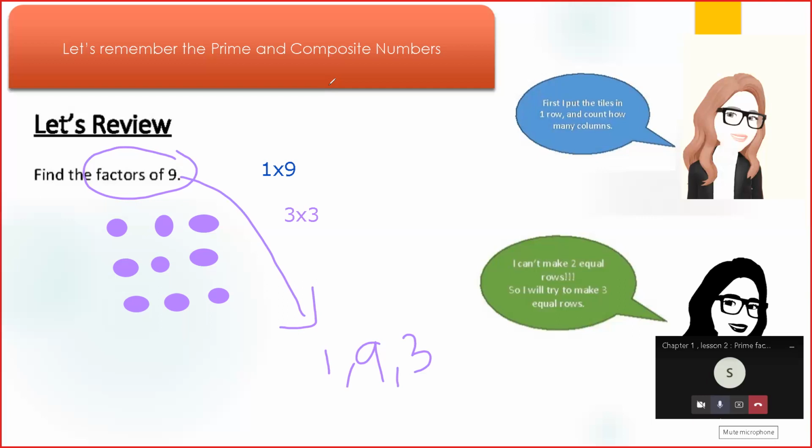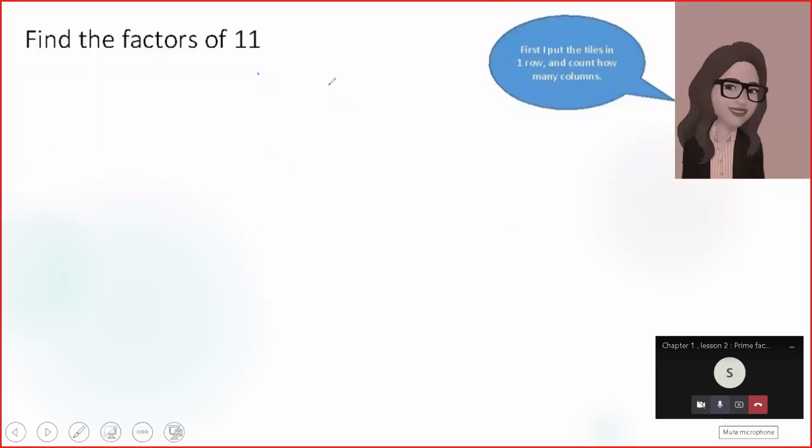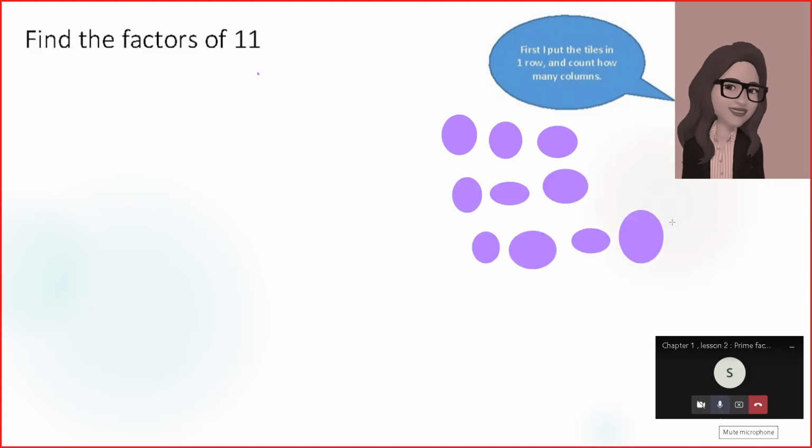Now, let's talk about 11. Let's find the factors of 11. Let's draw 11 circles and rearrange them. How can we arrange them? We can only arrange them in one way.